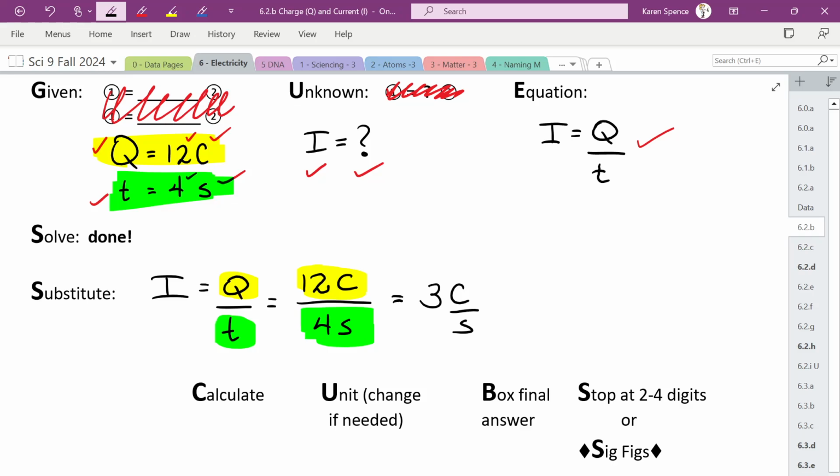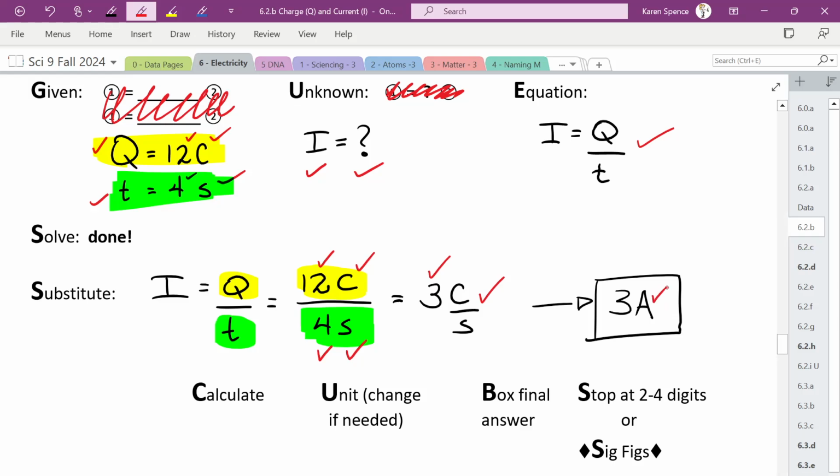Do you want to check your second line of work? You should have 12 coulombs over 4 seconds. You should have your answer 3, and then you should have your unit coulombs per second, but better would be if you changed that to 3 amps. And then finally, you would box your final answer. So you would get a mark for changing it to amps, and you would get a mark for the box.